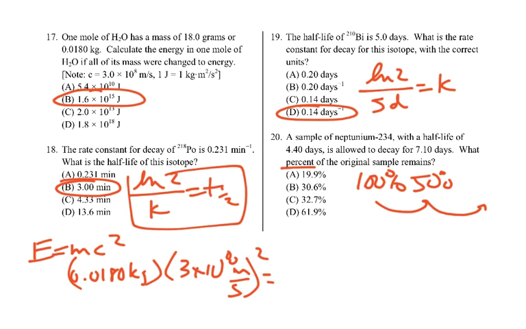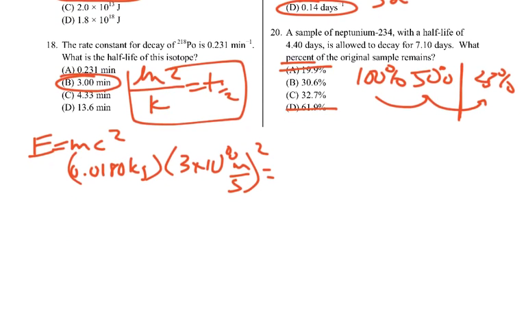Okay, 50%, 25%. That would be 8-point-something days, 8.8 days. So we know our answer is going to be somewhere between 25 and 50. Okay, so I can knock off A, I can knock off D. I can't knock off B and C. I have to calculate. Now, I have to go back and actually use my equation.